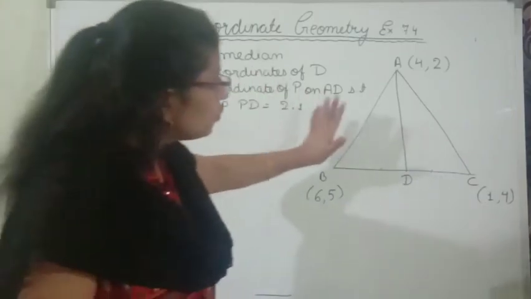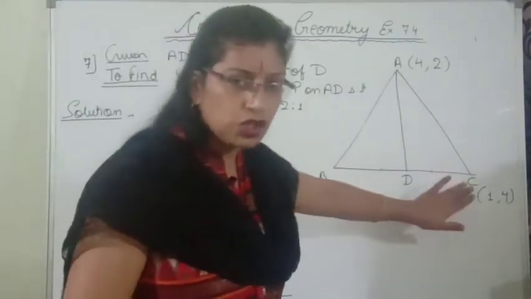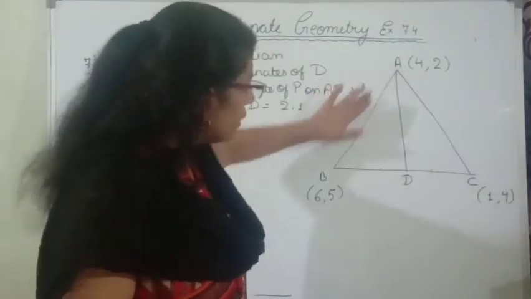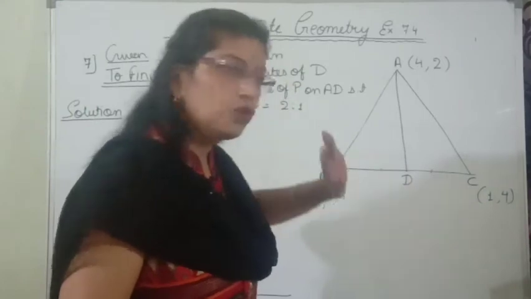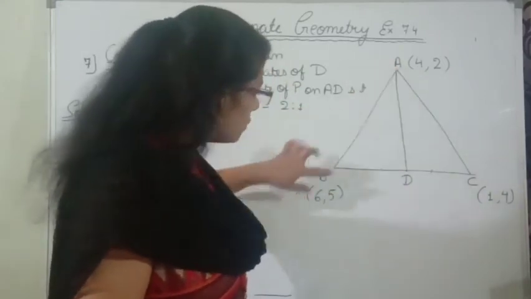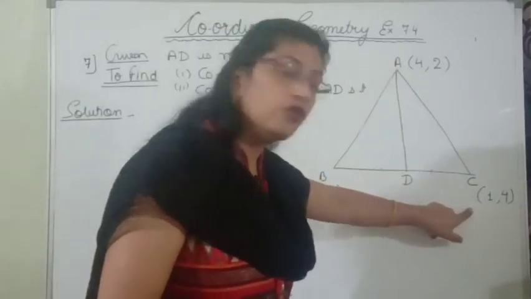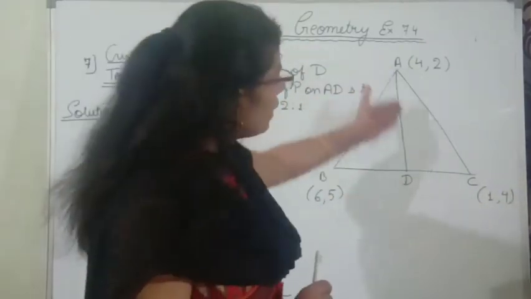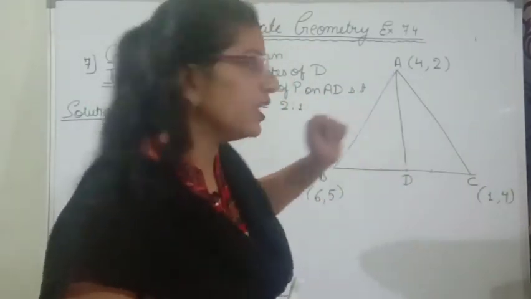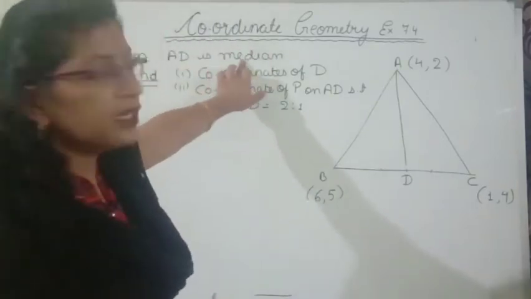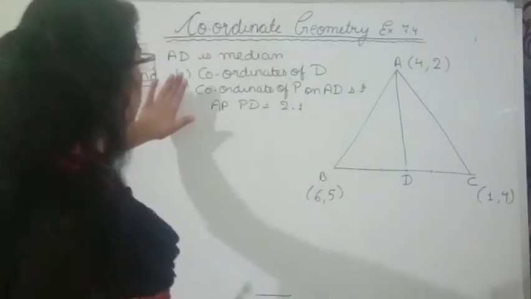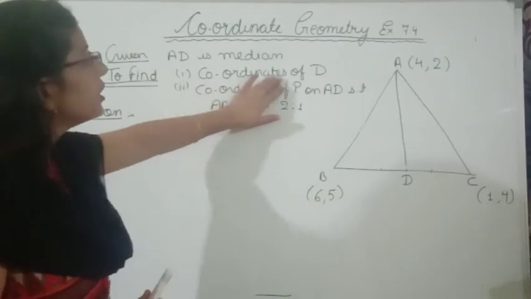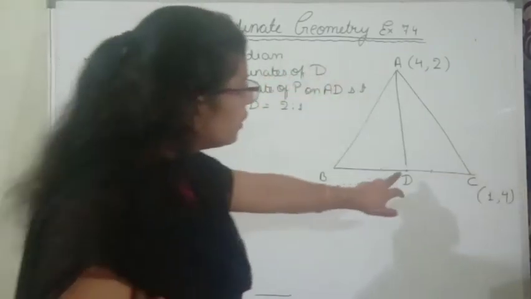So what is given to you? You are given ABC is a triangle and the coordinates of ABC are given to you. That means 4, 2, 6, 5 and 1, 4 are the vertices of a triangle. And you are given that AD is the median of the triangle. So AD is a median. So the very first thing you have to find is the coordinate of point D.